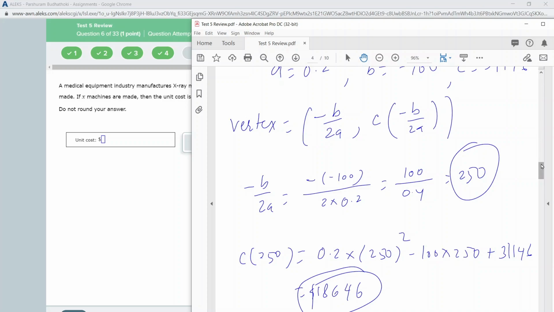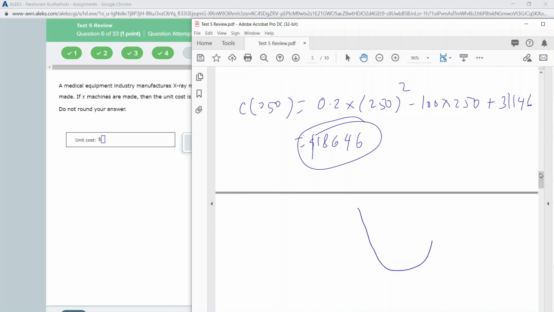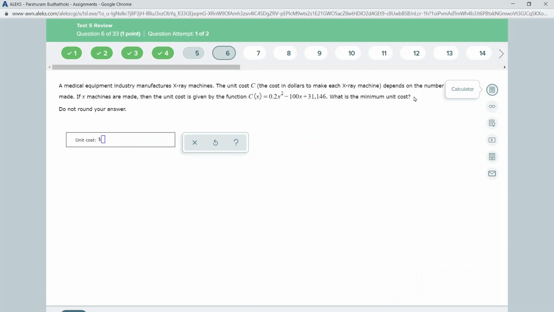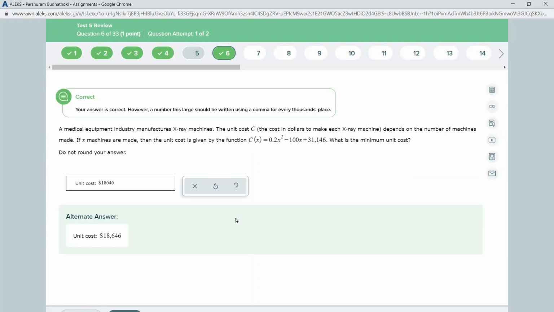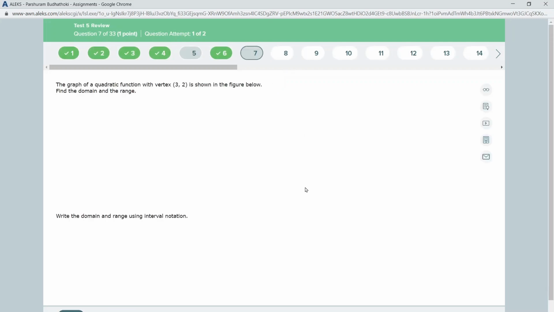So if you plot the graph, you don't have to plot the graph. I'm just trying to explain to you. This is the cost function, and the minimum value of the cost function is when x is 250, and the cost for that minimum is 18,646. So if you go back here, what is the minimum unit cost? It's 18,646. Okay, that's right. So let's go to the next problem, problem 7.